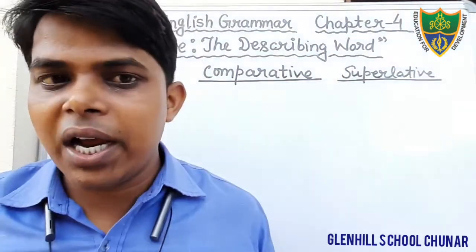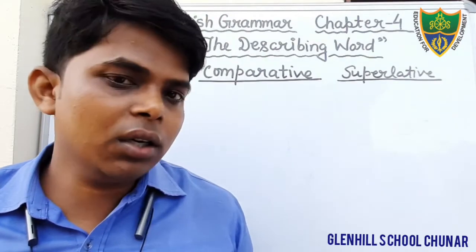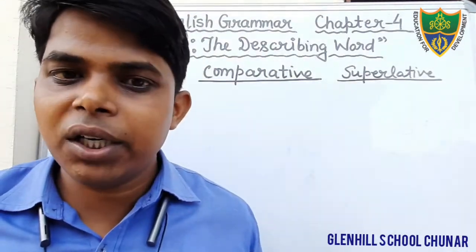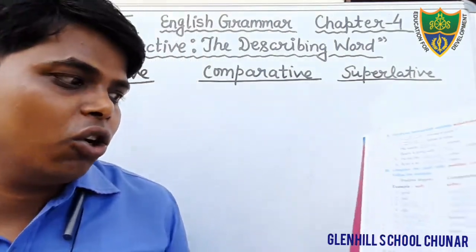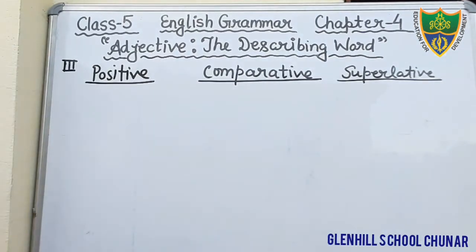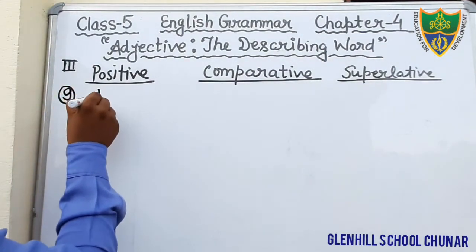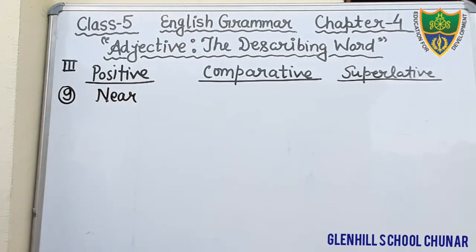Question 9 and 10 I had given as homework. Those who have done, very good. They will check. And those who did not complete it, they will complete now. Okay, what is question number 9? Just see here, in question number 9 in the positive degree it is written near. Near is positive degree.